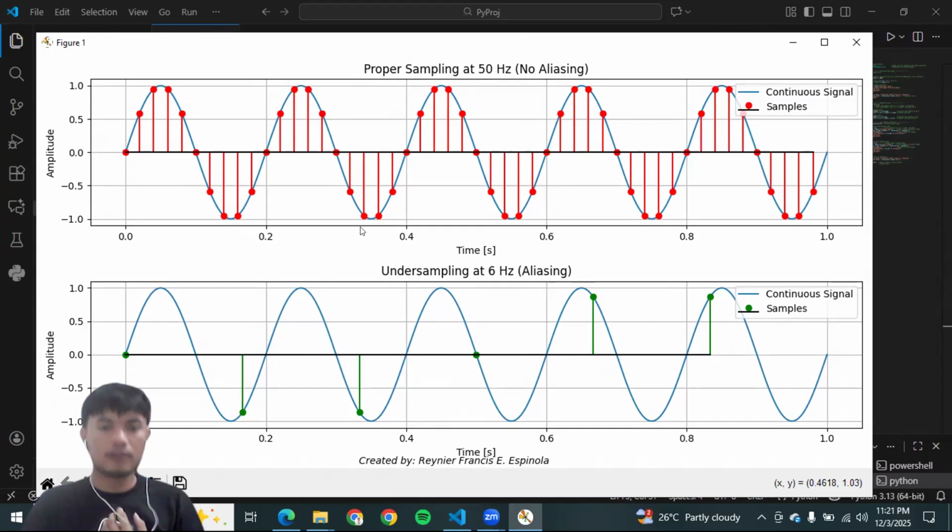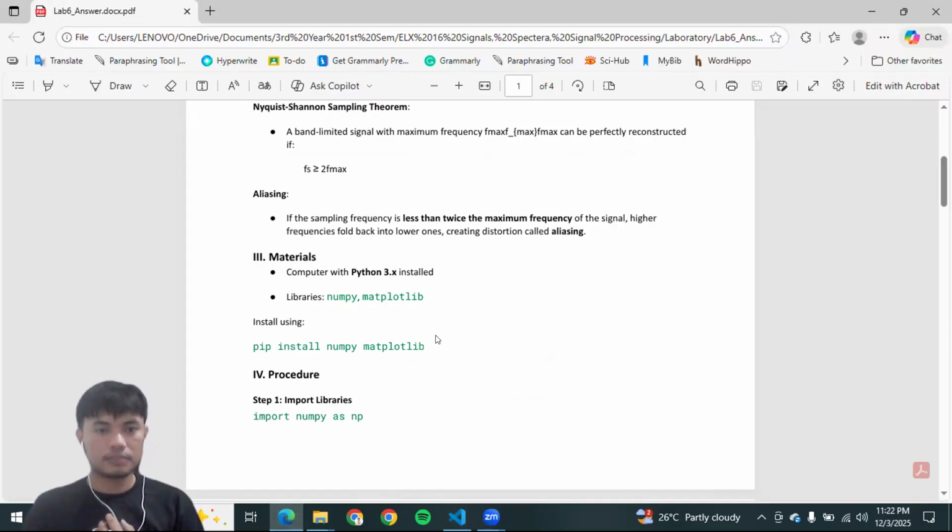However, dito sa pangalawa, we can see the aliasing because lower or undersampling siya. So pag inalis natin yung blue, makikita natin is yung green lang, hindi natin siya makikita as a sinusoidal wave. So there is a distortion. This type of sampling could result in a distortion and aliasing. So that's what we call aliasing in this video. Now let us proceed.